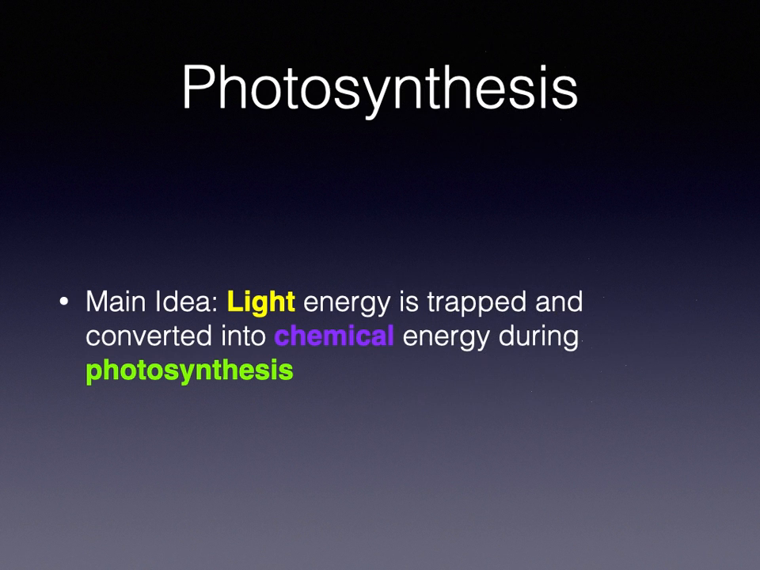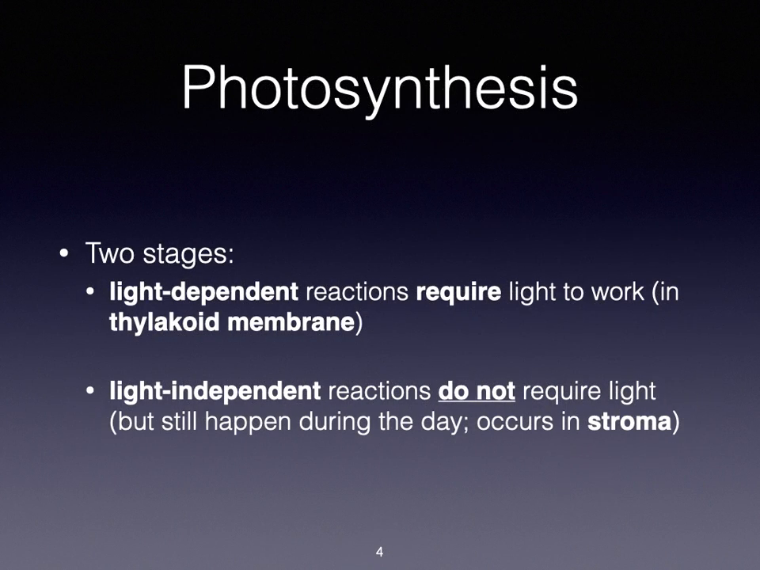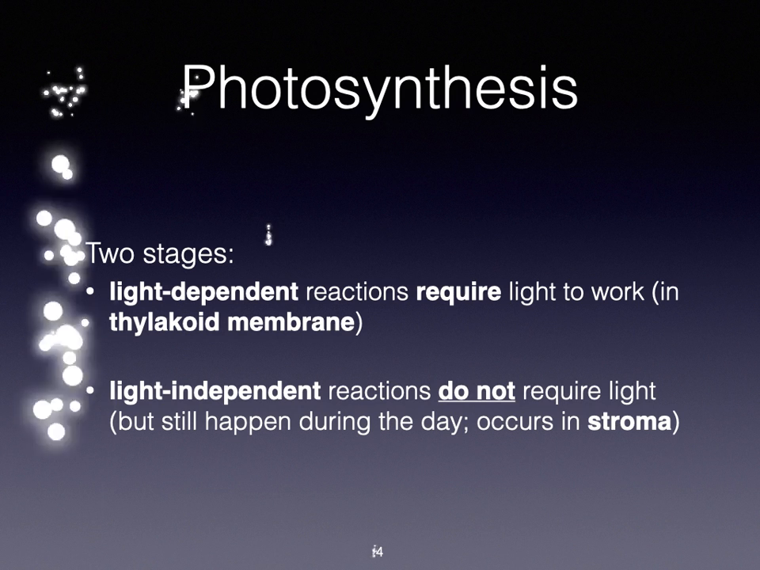Your main idea is that during photosynthesis, these organisms are going to take light energy, trap it, and use that light energy to convert it into chemical energy during this process called photosynthesis. There are two distinct stages: the light-dependent reactions, which require light, and they occur in the thylakoid membrane, and the light-independent reactions. They don't require light, but they still do happen during the day, and they occur in the stroma in the chloroplast.